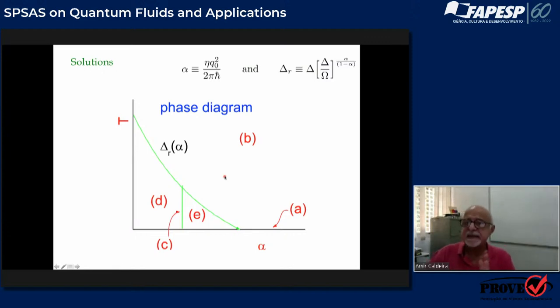What happens is that we have a sort of dimensionless damping, which is eta Q0 squared divided by 2 pi h bar, and we have this randomized splitting. What we can show here is that that's alpha and that's temperature. We have a very, very rich phase diagram. Depending on the region where we are, we have very different dynamics for the system. So I will just resume for you what one can get.